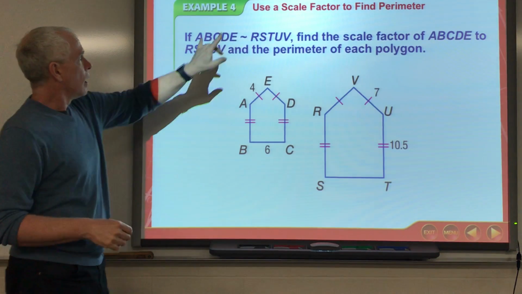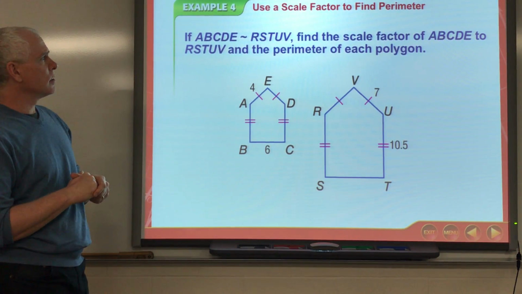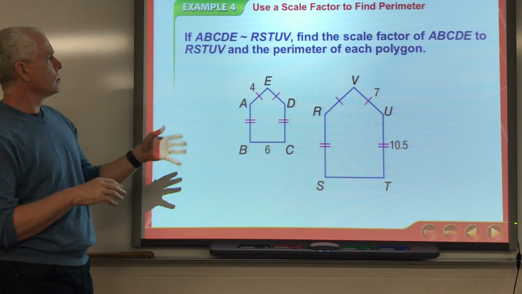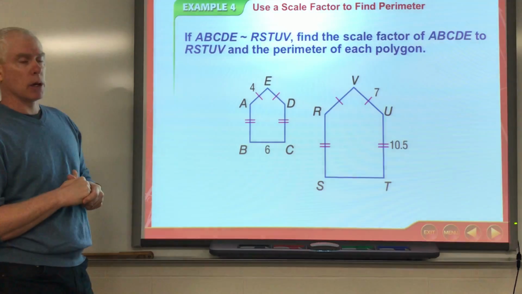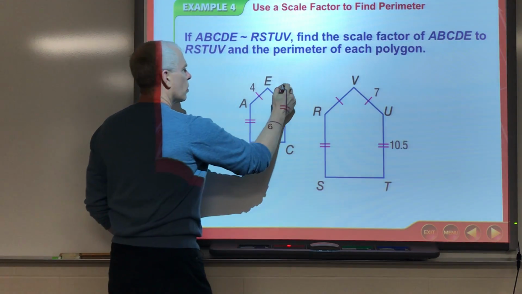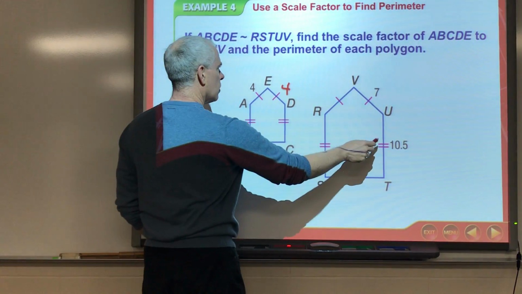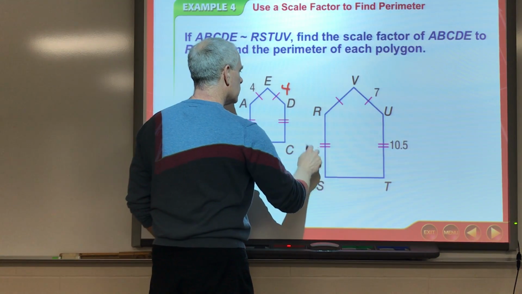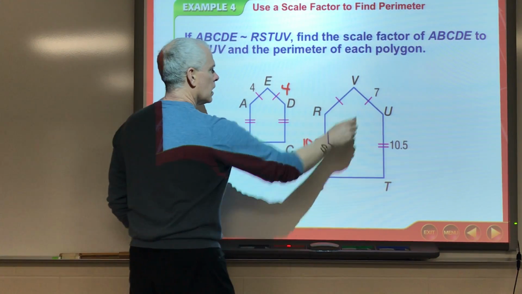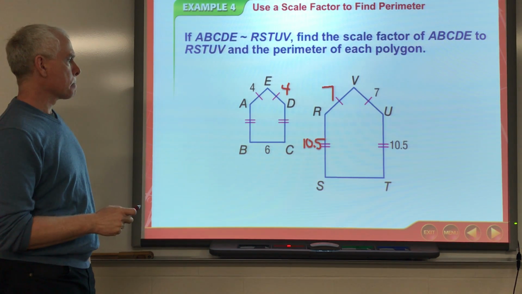So they tell me these are similar, and they want me to find the scale factor of one to the other, and then the perimeter of each polygon. Okay, so let's write down some things I know. If this is 4, that's 4. Okay, if that's 10.5 over here, this is 10.5. And this one's 7. So I know some of that information.